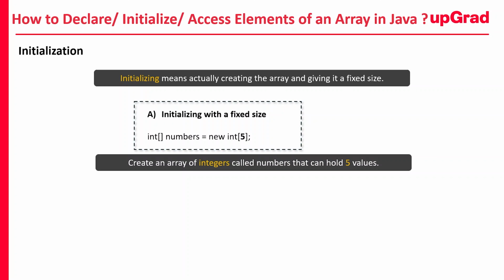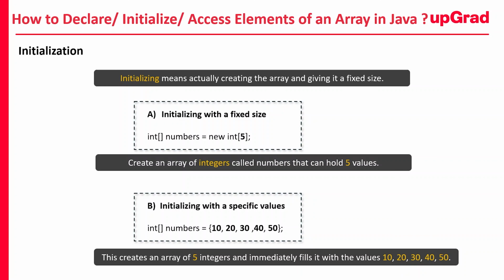So like that. Second is initializing with specific values. This is the second way you can initialize the values of an array.